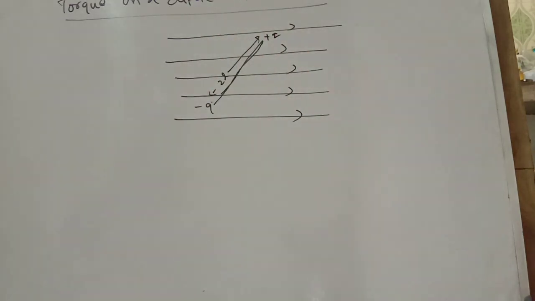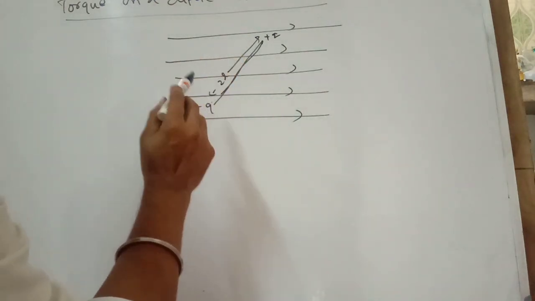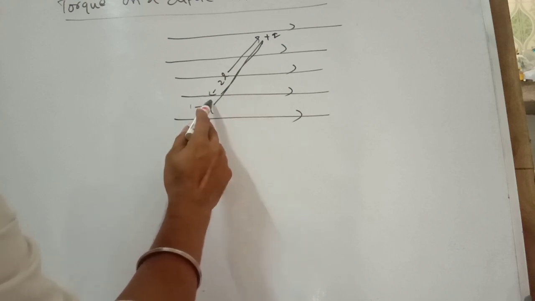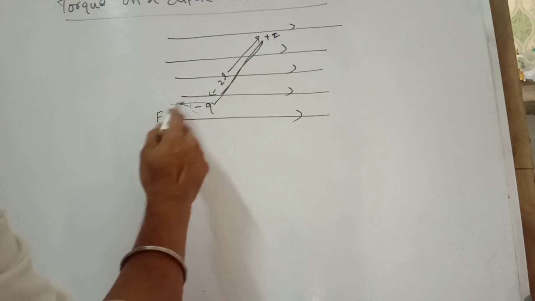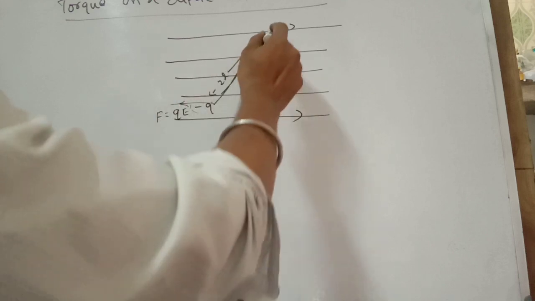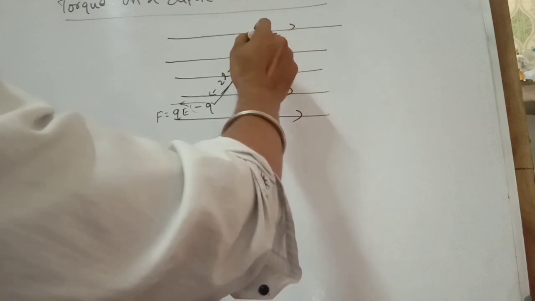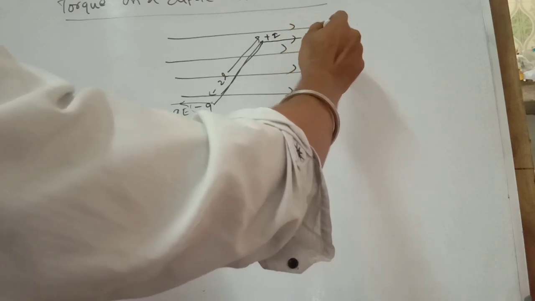So now we know that when a charge is inside an electric field, there is a force on the charge. But here the charge is negative, so the direction of force should be what? Opposite of the electric field. So here the force on the negative charge due to the electric field is qE in this direction. And on the positive charge, the force by the electric field will go in the direction of the electric field. So here F equals qE.